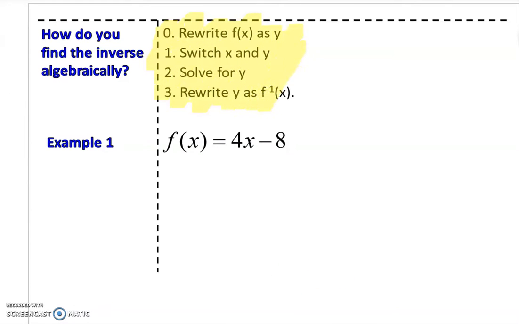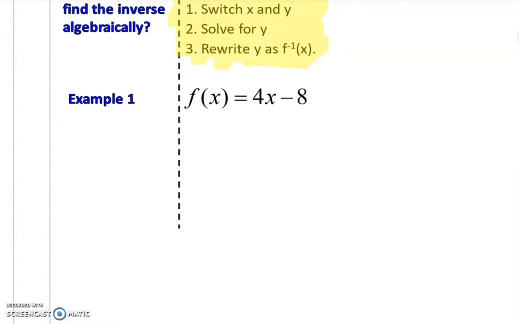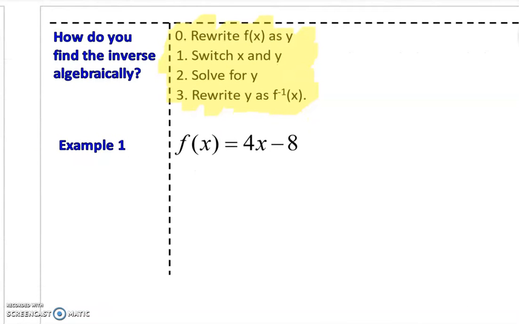How do you find an inverse algebraically? Those are the steps that you need to have, so pause and write those down. The first thing we do here is f of x equals 4x minus 8. It says to rewrite f of x as y. So we will do that: y equals 4x minus 8.